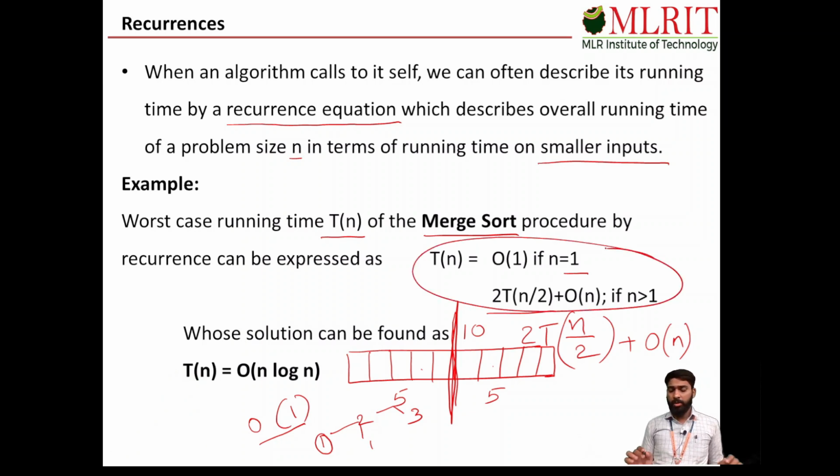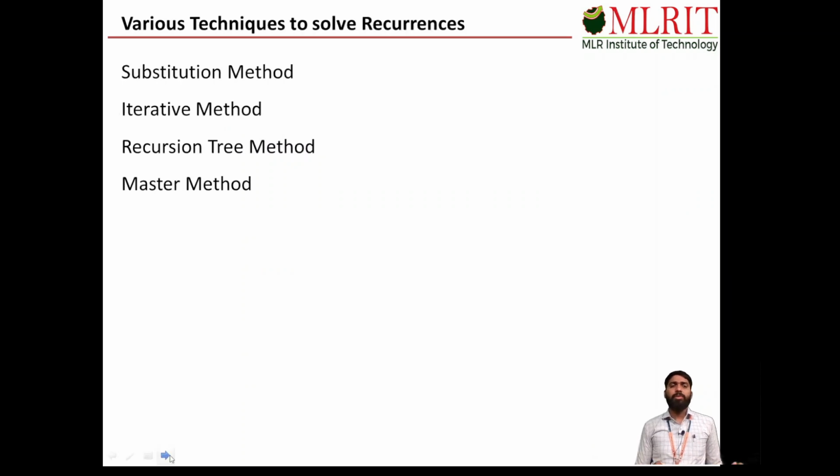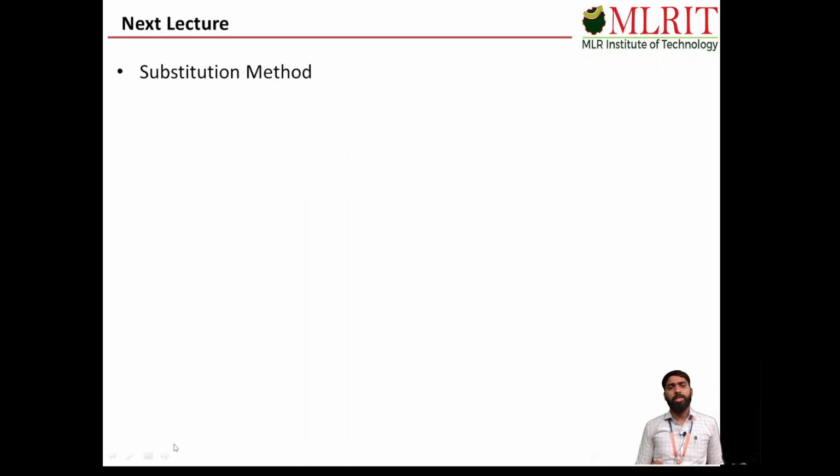Now for this merge sort, the solution is T of n equals big O of n log n. This is the time complexity for merge sort. This type of equation we call recurrence relations. We have various techniques to solve recurrences. One is the substitution method, then the iterative method, the recursion tree method, and the master method. Next class we will discuss the substitution method.